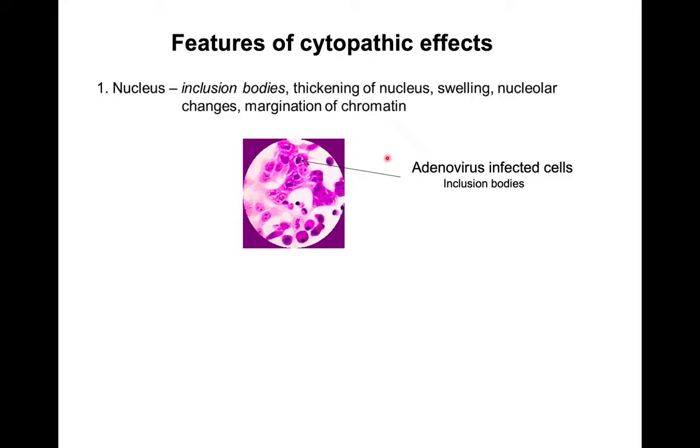Some other changes you can see are a thickening of the nucleus, swelling of the nucleus so that it takes up almost the full cell body, changes into the nucleolus, or margination or condensation of chromatin, all of which can be visible in just a regular microscope.